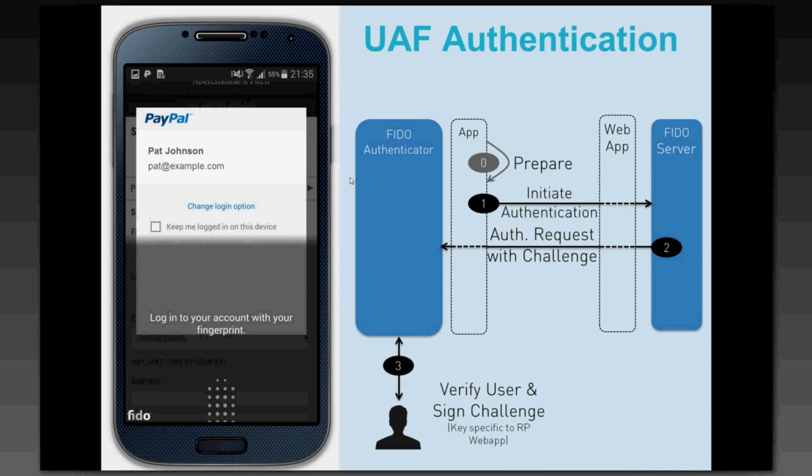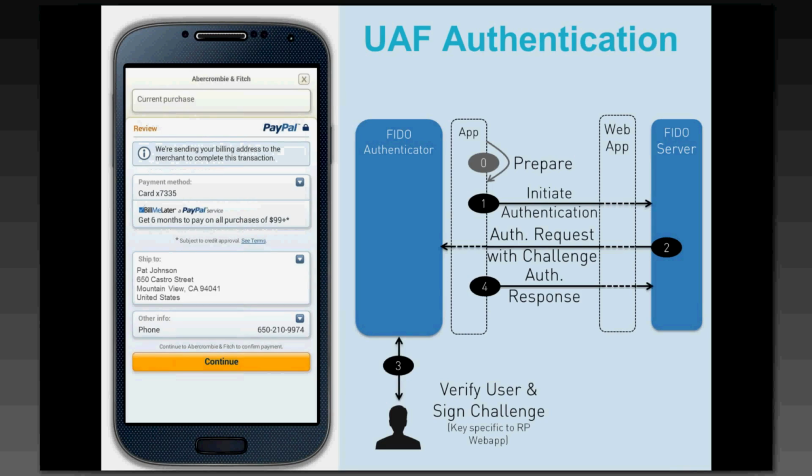Now, once the authenticator receives that authentication request, the authenticator wants to verify the user. So in this case, it displays a FIDO logo in the lower left corner. It displays a lot of dots which point to the fingerprint sensor, which is the home button at the bottom of the device. So if you swipe your finger, the authenticator verifies the user, signs the challenge, and generates the authentication response. Now this response is then sent to the server.